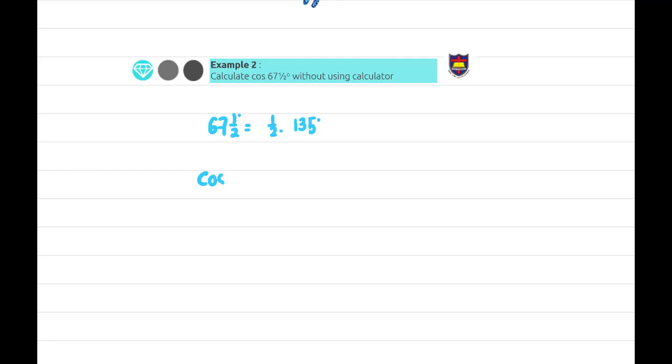If cos 2x equal, you can choose which one from the cos 2x. Since here we need cos 67.5, then we will use 2 cos square x minus 1. So we can substitute 2x with 135, so that the value of cos x will be changed become 67.5.